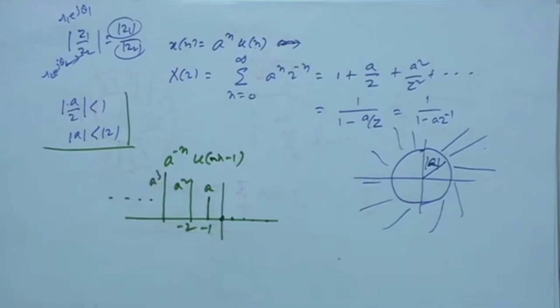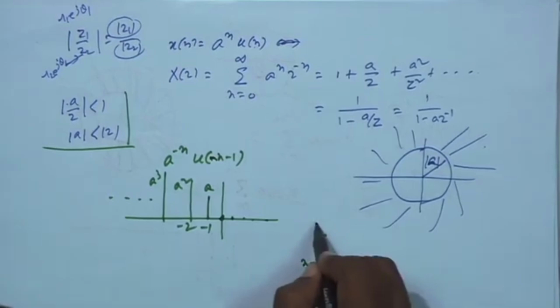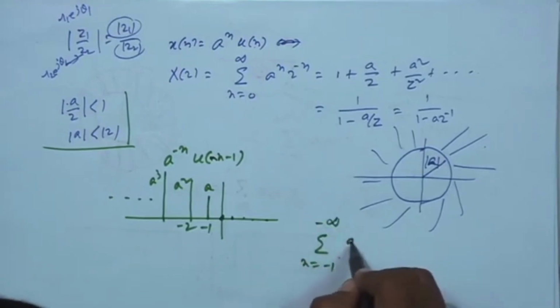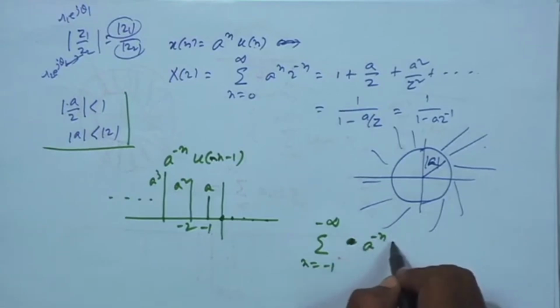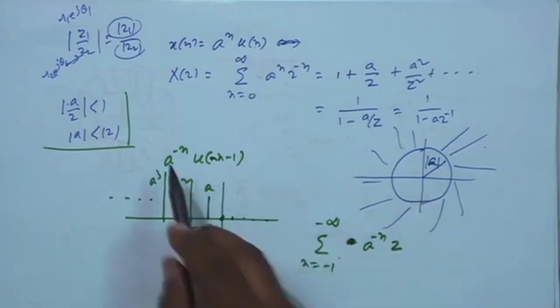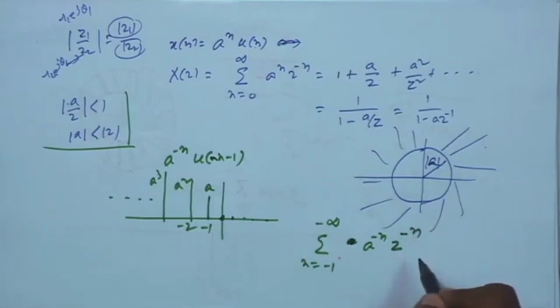If I take the Z transform of this sequence, summation will be from minus infinity to minus 1, a to the power minus n, that is n minus 1 means a to the power plus 1, n minus 2 means a to the power plus 2, okay, Z to the power minus n, all right.